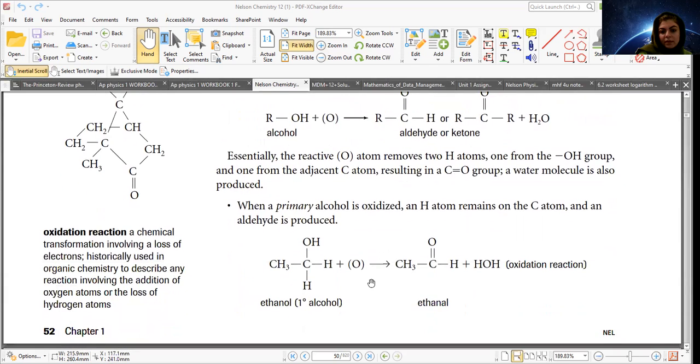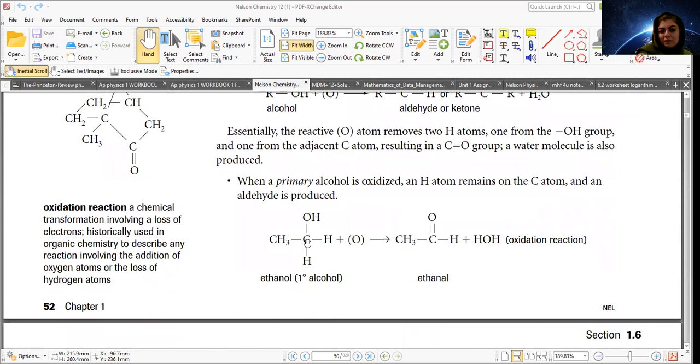Let's just look at this reaction. See, this carbon, OH is attached at the end carbon. What is happening? You are reacting that with oxygen.